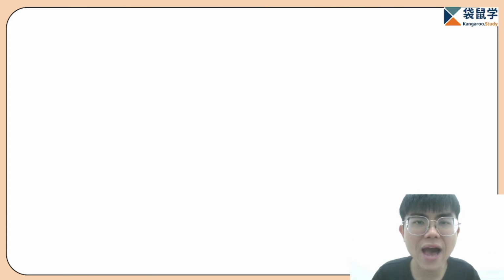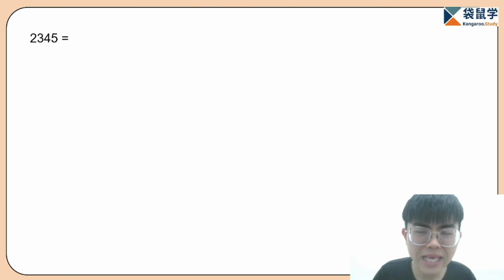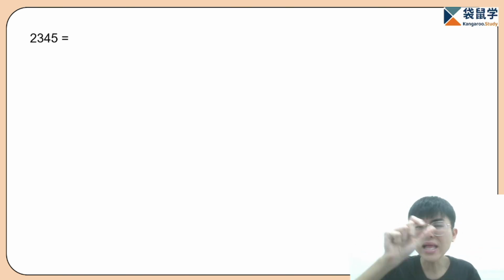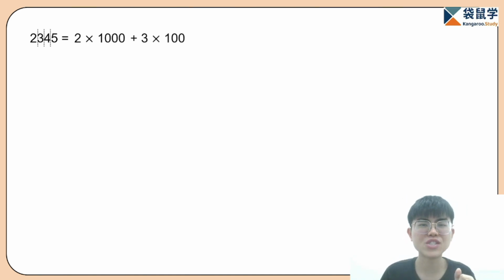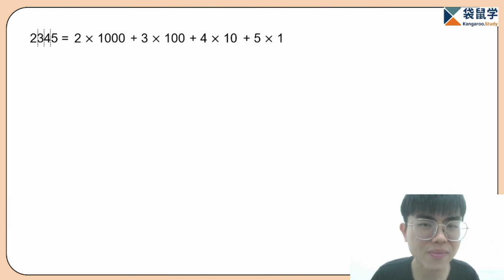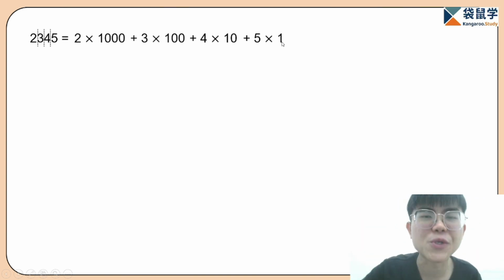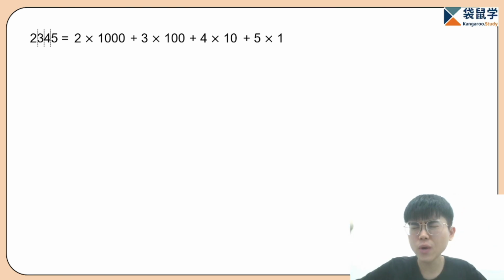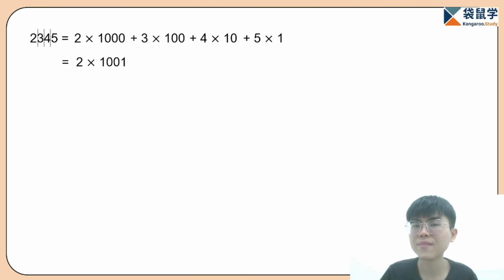Right now, for example, we have the number 2, 3, 4, 5. So actually, we can try to cut this number using the place value principle. We can split it into one digit, one part. So now, we will have 2 times 1000, 3 times 100, 4 times 10, and 5 times 1. And what we want to do now is to try to change the 1000, the 100, and the 10 into a number that is closest to it. But it must be a multiple of 11. So now, 1000, what should we change it to? So actually we can change it into 2 times 1001. And remember, we have to minus 2 at the back.